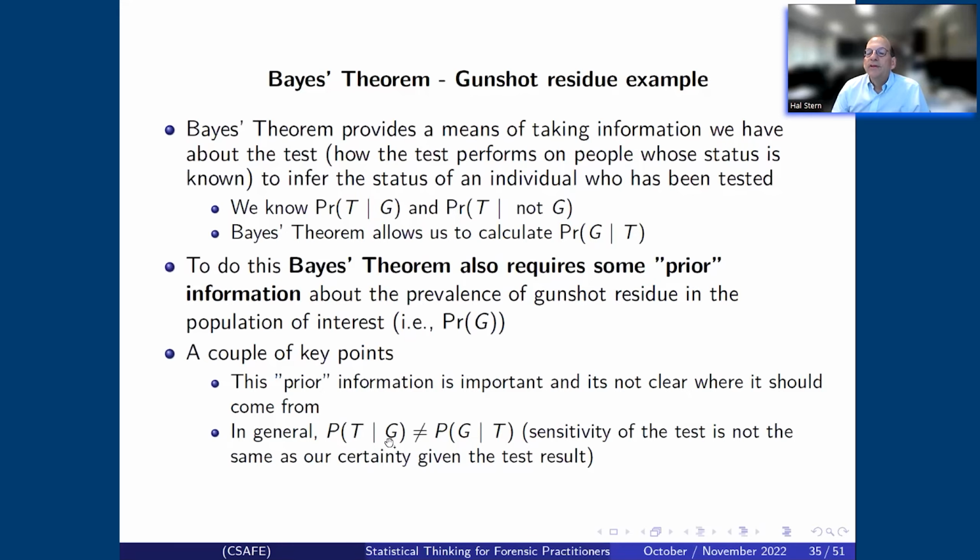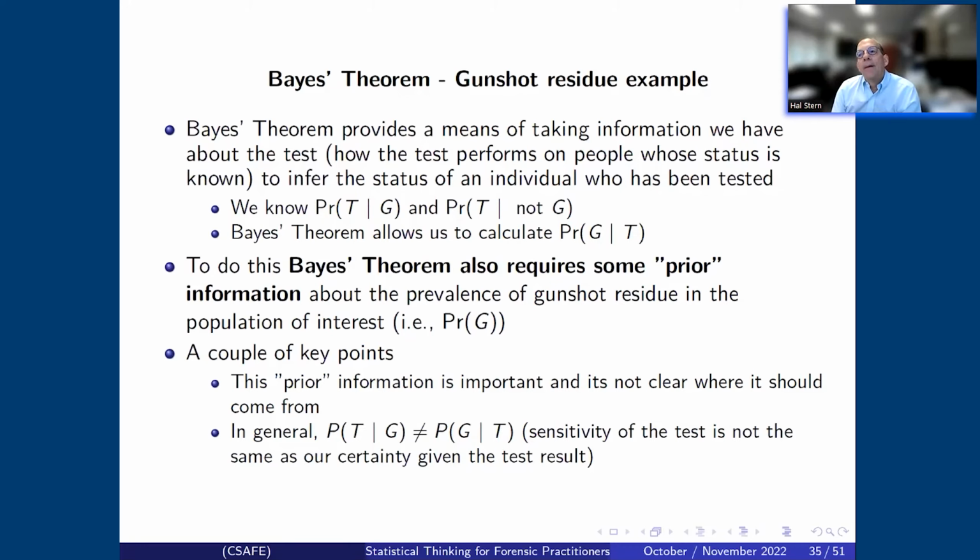And we are assuming something about the population that we're applying the test to. In this case, that they have gunshot residue. On the right-hand side, we're assigning probability to the true state of the world. Does the person have gunshot residue? And in this case, we're restricting attention to the set of tests where the answer came back positive.